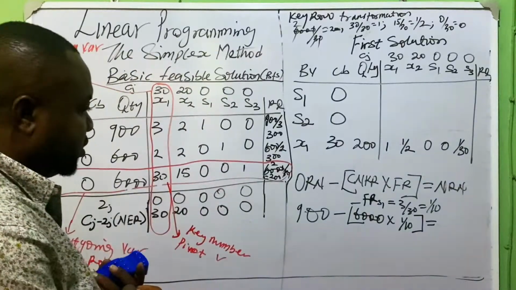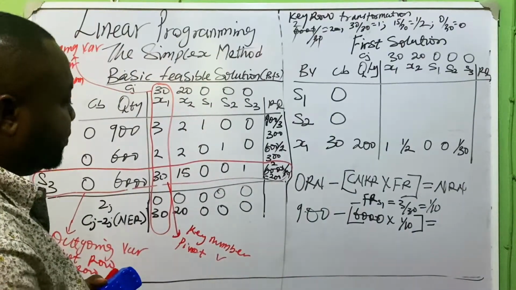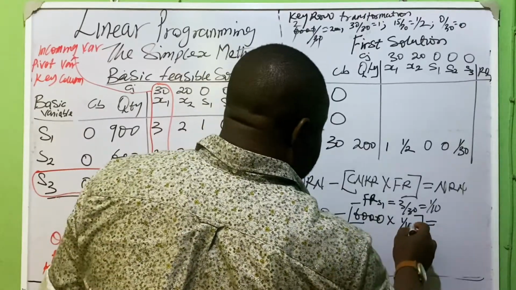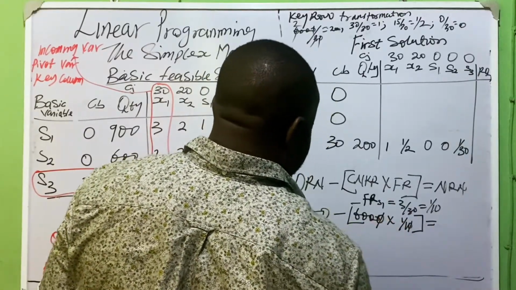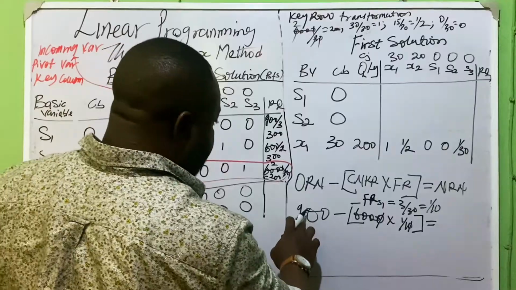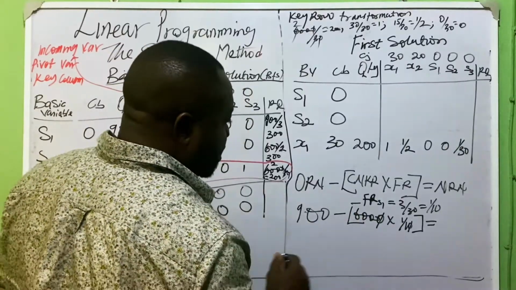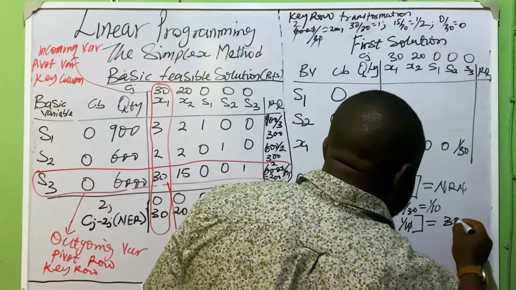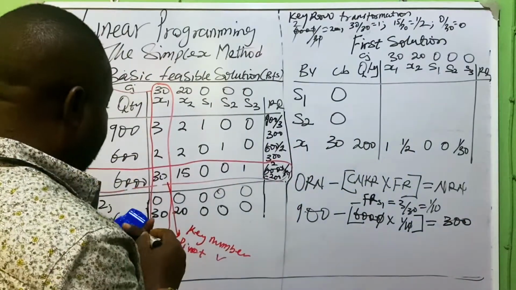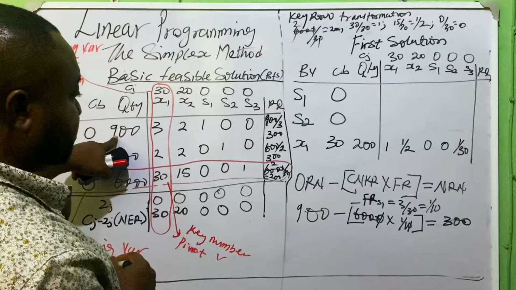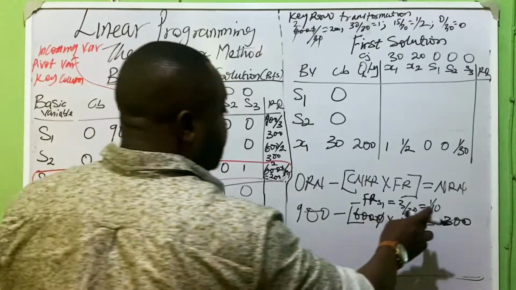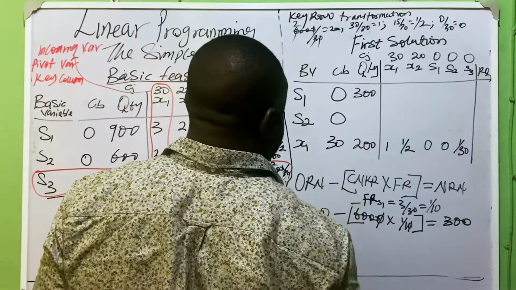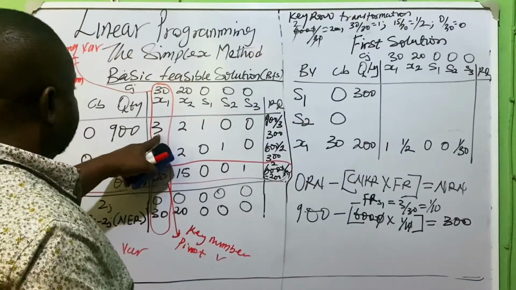So let's just work it out. We have 900 minus 600, so we're going to have 300. Which simply means that in the position of 900, 300 should take its place. So we have 300.